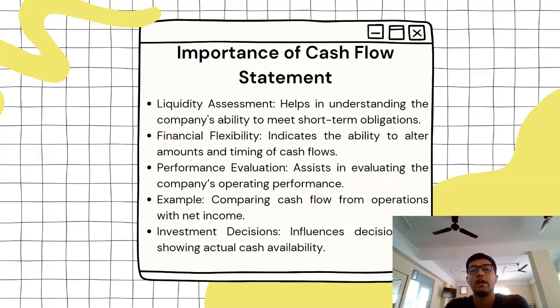Performance evaluation assists in evaluating the company's operating performance. It's the cash derived from operating activities, comparing cash flow from operations with net income. So whatever money the company is getting just from the operations, just from the core business, divided by the net income, that's what I was telling you: they have enough cash from the operating activity compared to the net income. It influences decisions by showing actual cash availability, and you cannot lie.